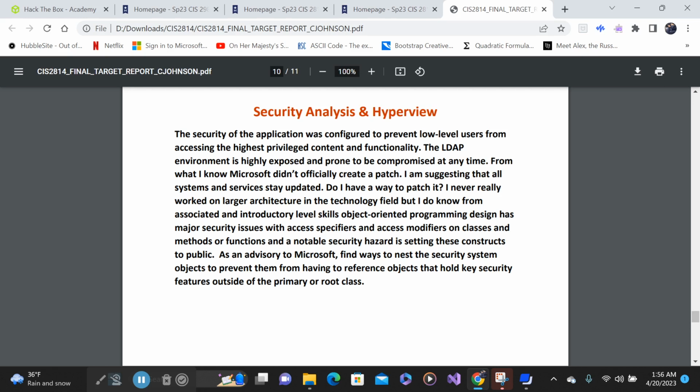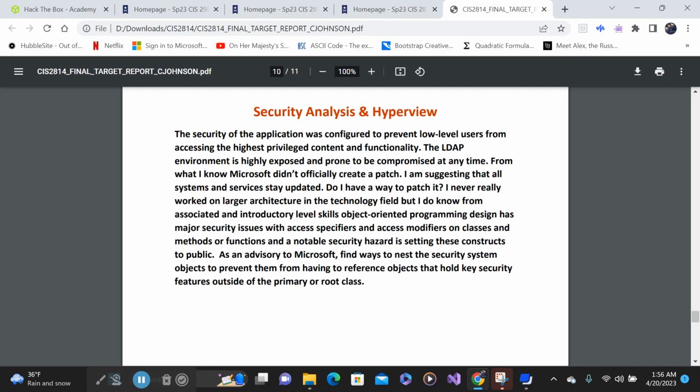The security of the application was configured to prevent low-level users from accessing the highest privileged content and functionality. The LDAP environment is highly exposed and prone to be compromised at any time. From what I know, Microsoft didn't officially create a patch. I am suggesting that all systems and services stay updated. I do have a way to patch it.